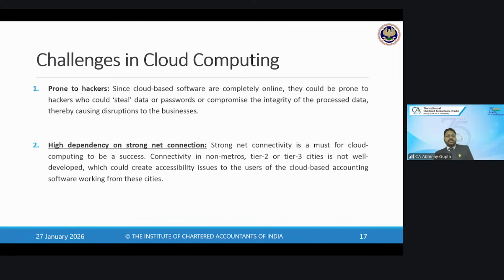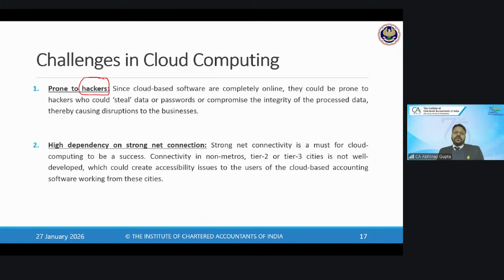What are the challenges? Again, cybersecurity, prone to hackers, because if you are doing anything online, right? Somebody who wants to hack your process or the data you have stored there can certainly try to hack and steal your data.